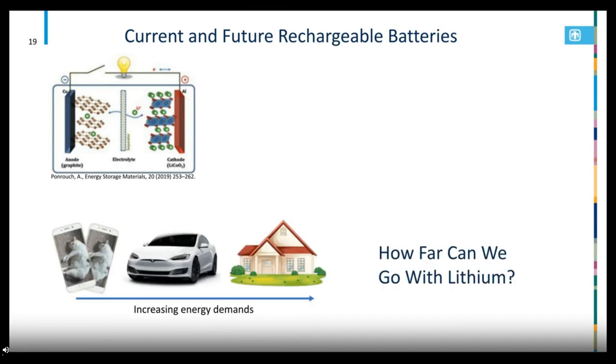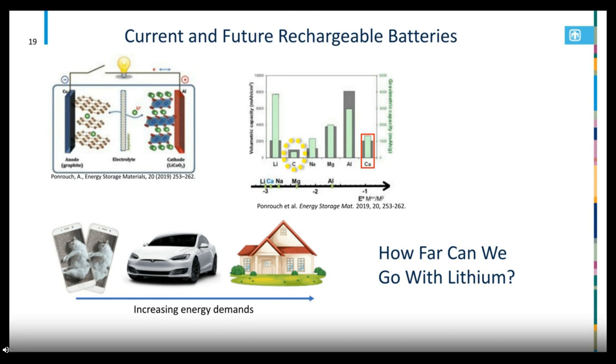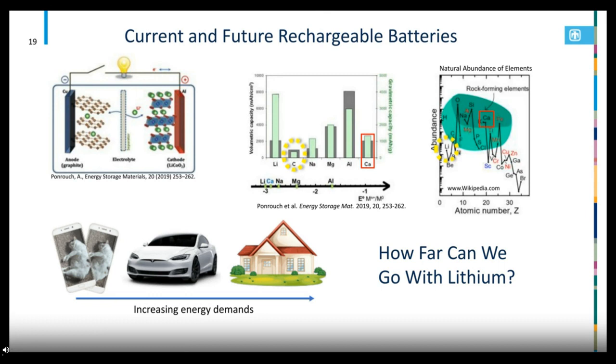However, as we continue to increase our energy demands, say from mobile devices to cars to home storage to grid storage, we have a fundamental issue with continuing to use lithium batteries, and that is that lithium batteries with their carbon-based anodes have a reasonable but small energy capacity. And especially in addition to that, they also have a low natural abundance compared to some of these rock-forming elements.